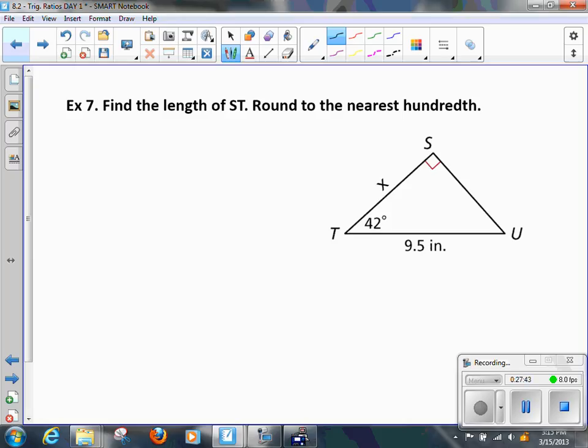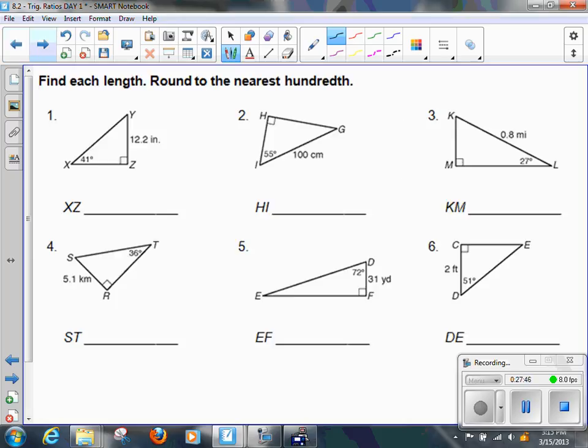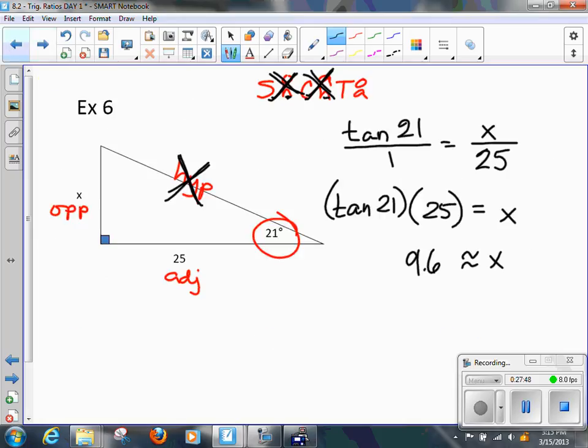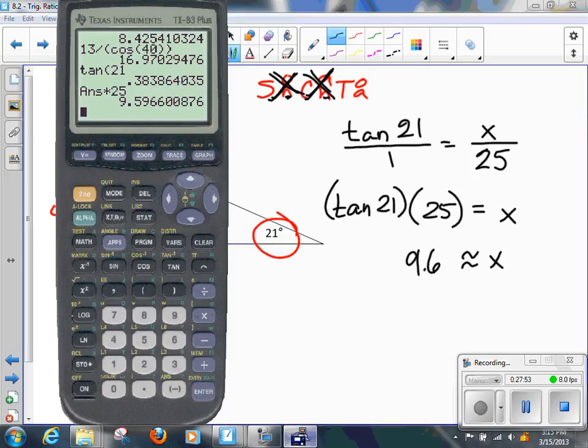All right, because that one's marked off. All right, do this one for me. How do you get 9.6? How do you put that in the calculator? Well, it was 9.59, right? I just put in tangent 21 and I hit enter. And then I multiplied that answer by 25, and that's how I got 9.6.